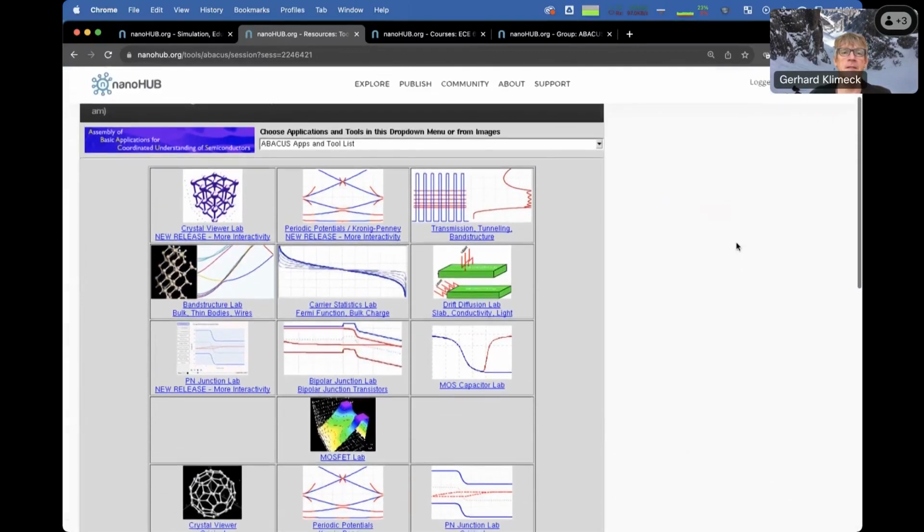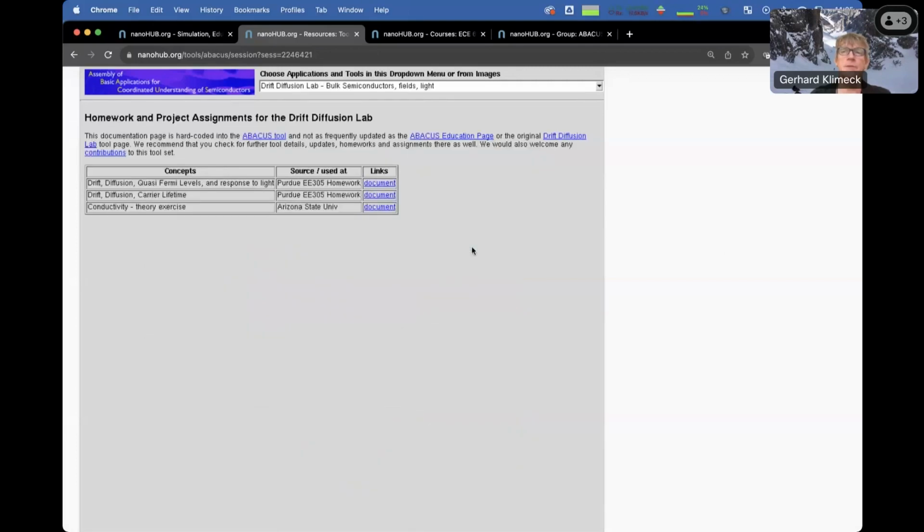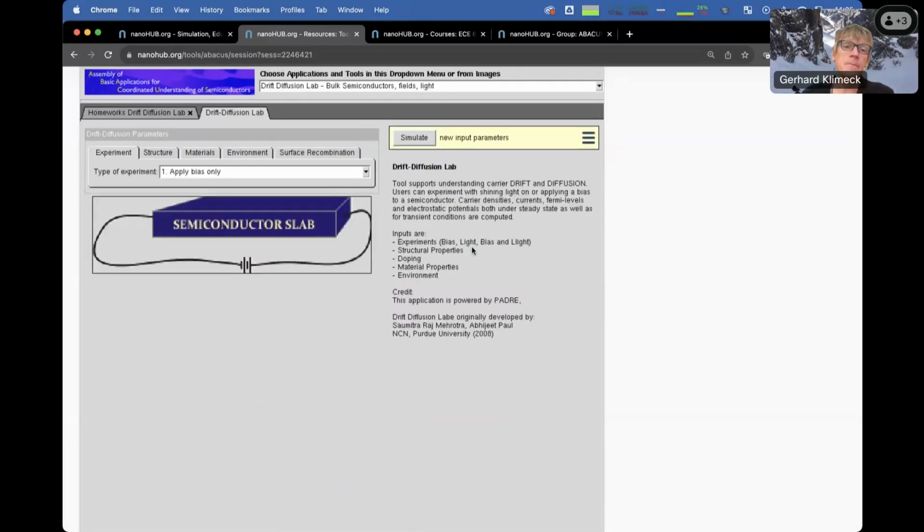And as I said, Abacus is really a tool of tools. So here again is the flash page that comes up. So crystals, band structures, band structure forming, carrier statistic, Drift-Diffusion-Lab, p-n junctions, BJTs, and some older versions of these tools as well. So today what I want to focus on is this Drift-Diffusion-Lab. So here we go. So Drift-Diffusion-Lab is a way of exploring simple drift diffusion equations in a numerical fashion.